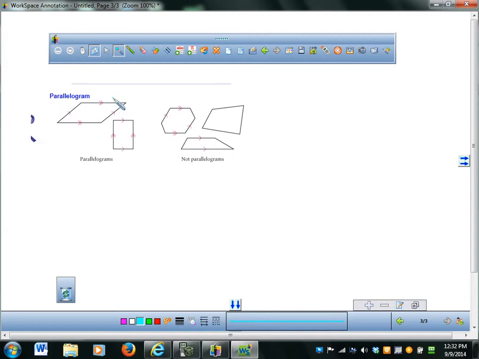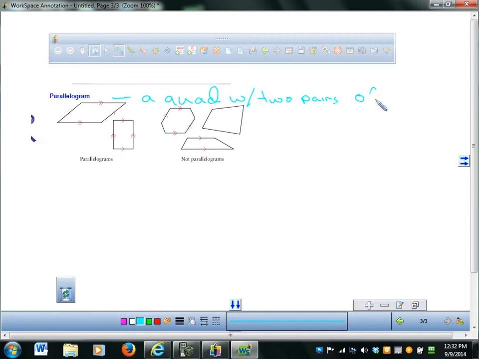There are 4 sets of parallel sides. 4 sets? Oh, 2 sets. 2 sets, that's what I meant. It's a quadrilateral with 2 pairs of parallel sides. Easy piece of cake. That's how I would describe it. Not parallelograms, only got 1 pair. Why is this not a parallelogram?